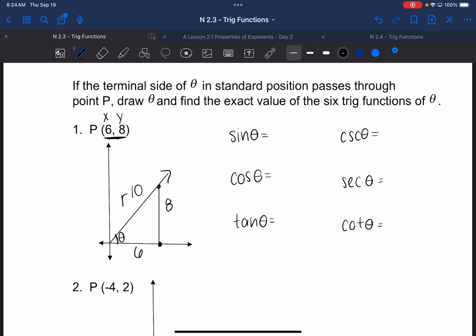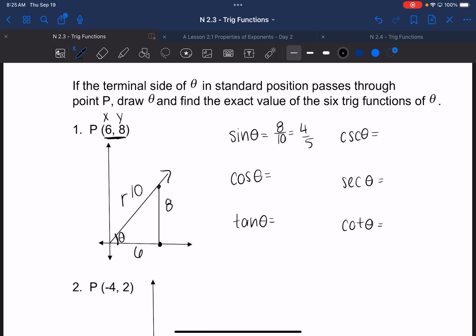All right, so here's my theta down here at this angle. So what is my sine ratio? Y over r, which in this case is going to be 8 over 10. Good. And 8 over 10, will that simplify? 4 over 5. All right.